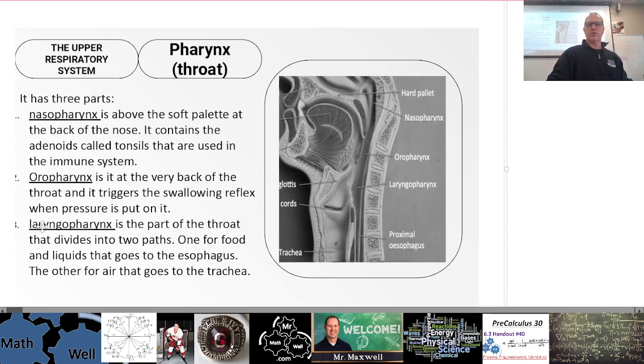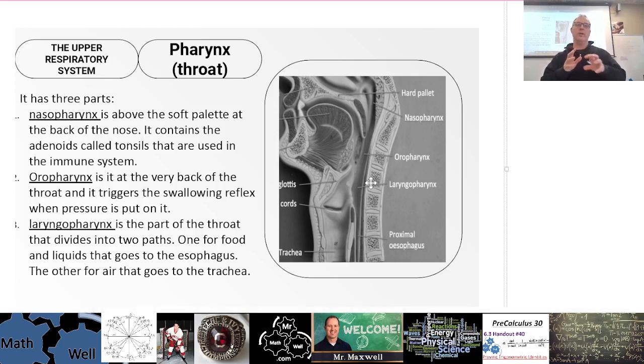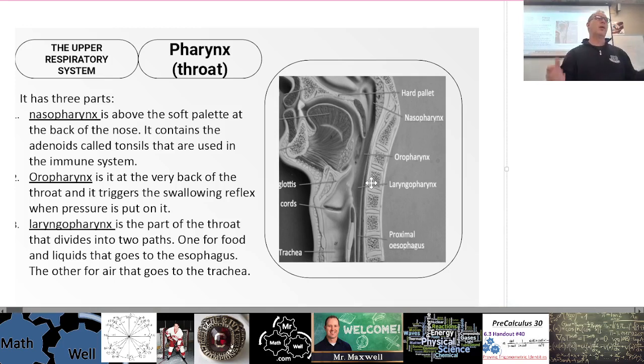The laryngopharynx is the part of the throat that divides into two paths, one for food and liquids that goes to the esophagus. The other, for air, goes to the trachea. So you guys realize, obviously, you breathe and you eat through the same passage. It does split. One path goes to your stomach, one path goes to your lungs, unless you inhale your food and start to choke and something's gone down the wrong pipe.